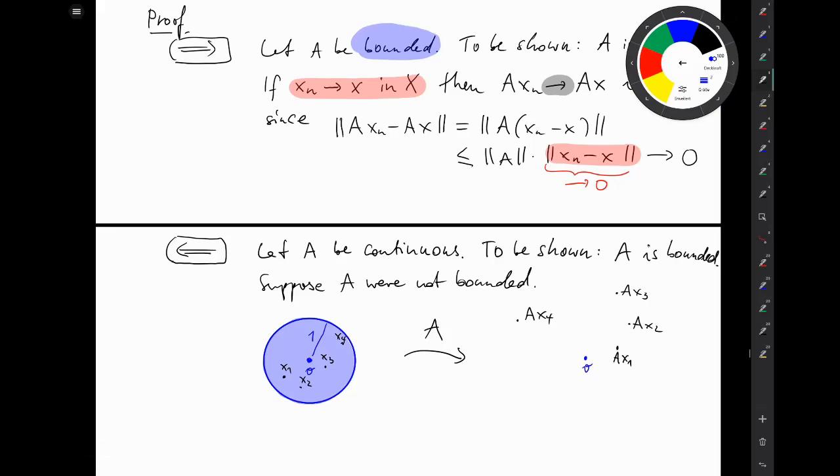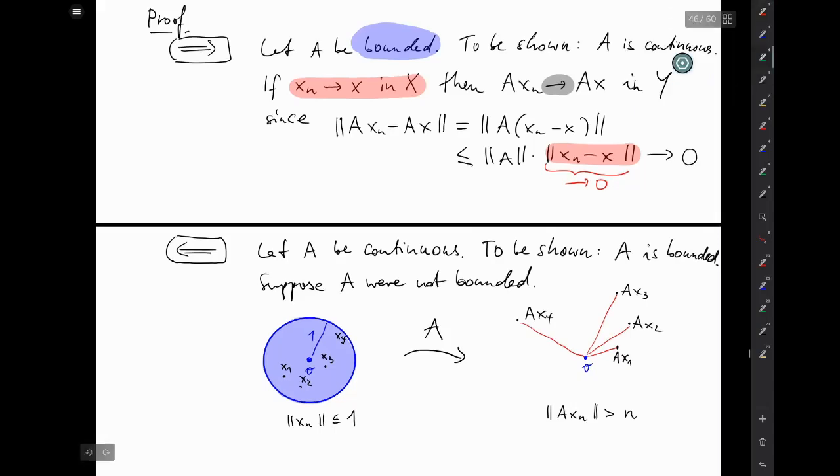So let's say the norm of Axn is bigger than the index n, while the norm of xn remains less than or equal to 1 for all n. So this length is more than 1, this length is more than 2, this length is more than 3, this length is more than 4. Well, you can see the idea.